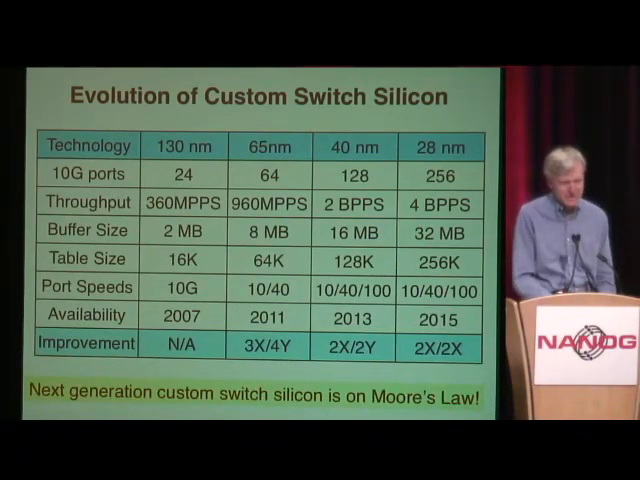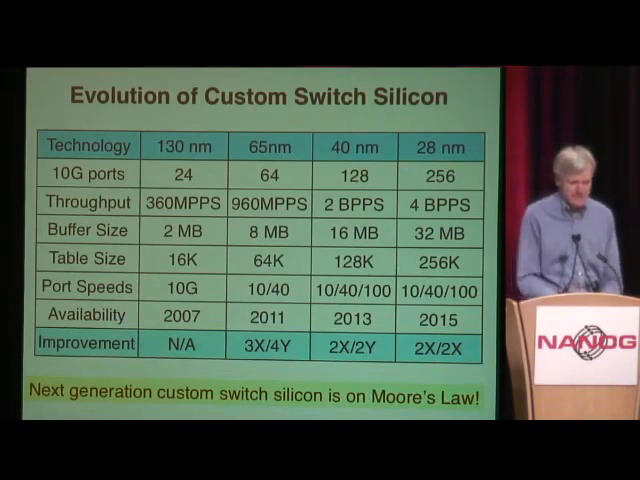So big progress there. The next chip coming out next year will double that again to 128 ports, 2 billion packets, 60 megabyte buffer, double the tables, etc. And the one after that, we would expect to double again to 256 ports on the 10 gig ports on a single chip, 4 billion packets, double the private buffer, double the tables. So at least for the next sort of 2 generations, we actually do expect the silicon to be fully on Moore's law.